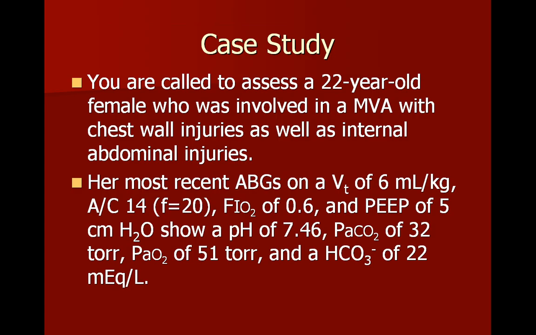So let's talk about our case study. Back to our patient here. 22-year-old female, motor vehicle accident, chest wall injuries, internal abdominal injuries. What a mess, eh? Her blood gas is there. You end up seeing at 60% a PO2 of 51. PF ratio would be about 85.